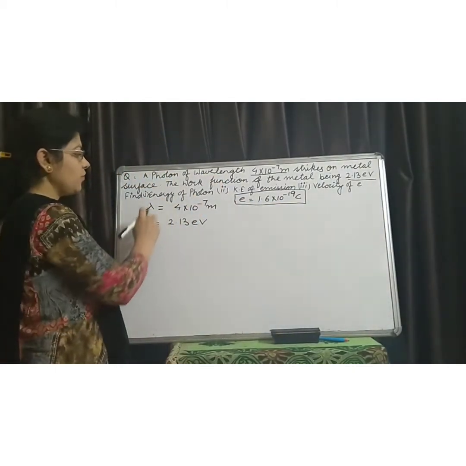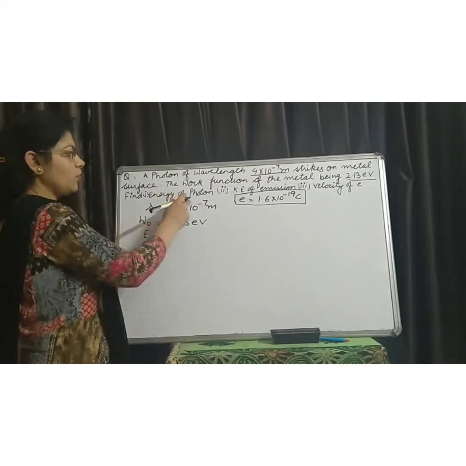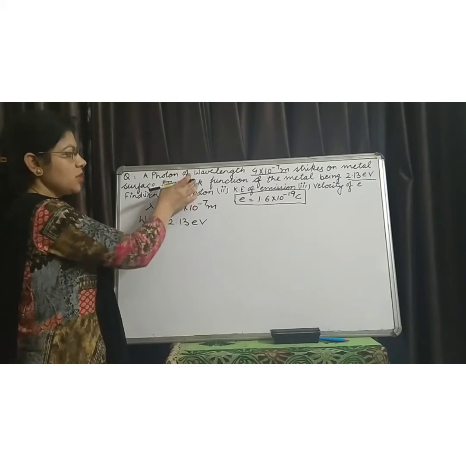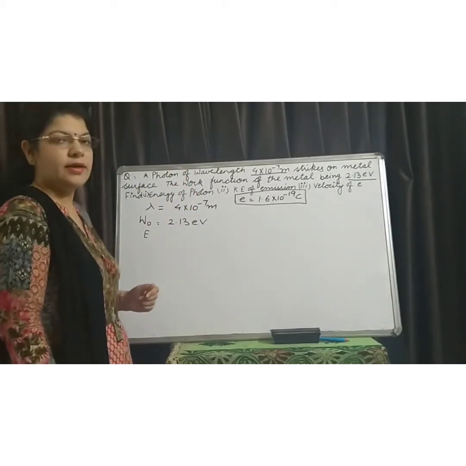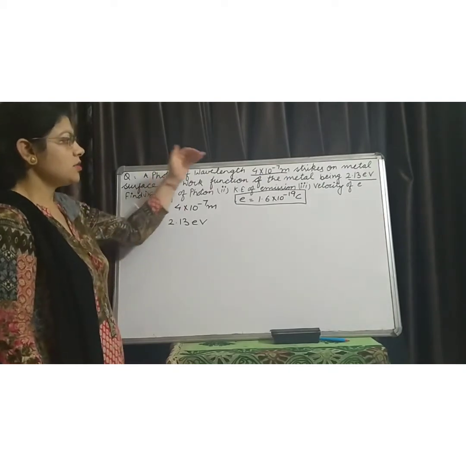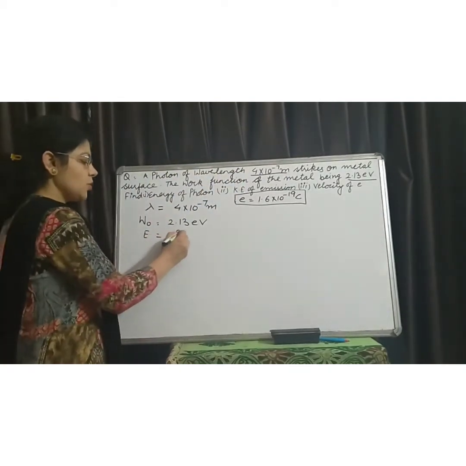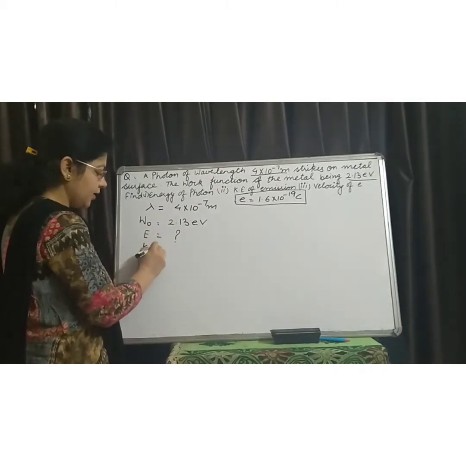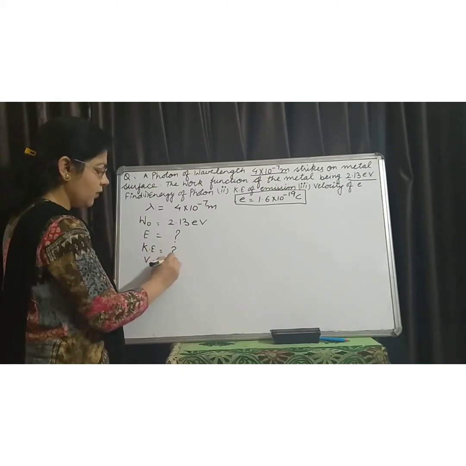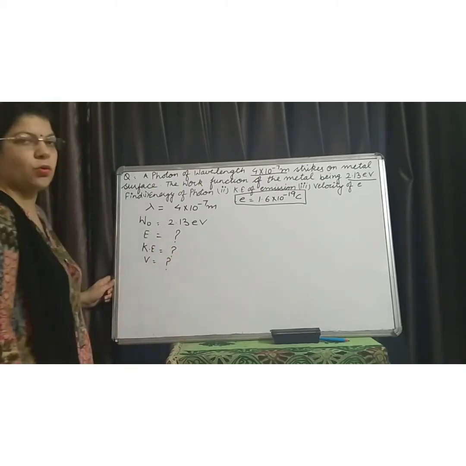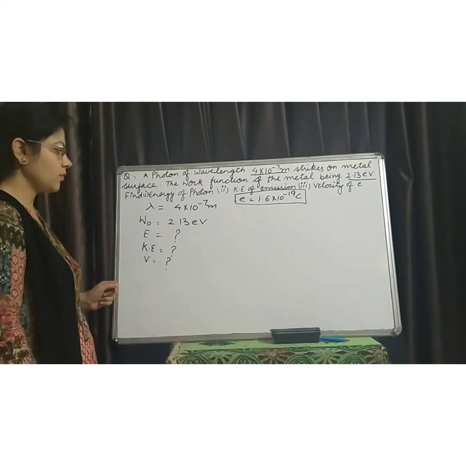In this question, first of all, we have to find the energy of the photon. Energy of photon means we have to calculate the energy of the radiation that strikes the metal surface. Next, we have to find the kinetic energy. Third, we have to find the velocity of the electron. How do we solve this question?